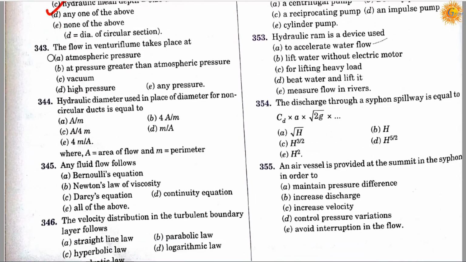Question number 343. The flow in Venturi flume takes place at: option A, atmospheric pressure; option B, pressure greater than atmospheric pressure; option C, vacuum; option D, high pressure; option E, any pressure. So the correct answer is A, atmospheric pressure.